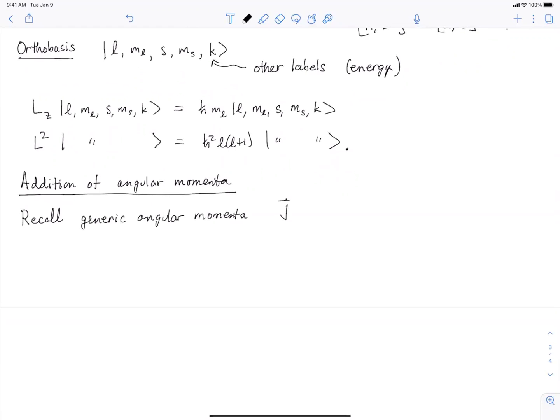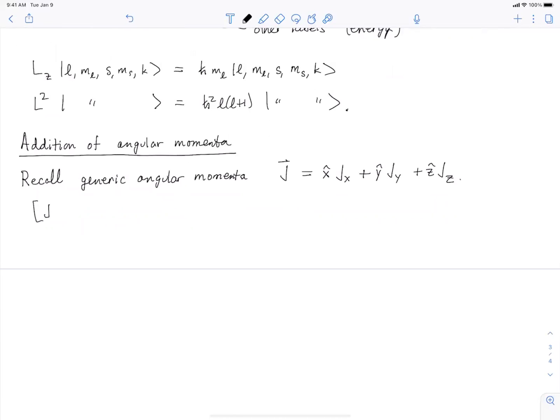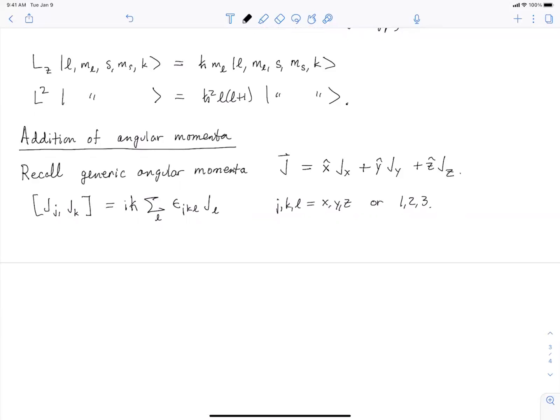Okay, and so I'm going to call it J, and it's just any three operators that are associated with X, Y, and Z that satisfy the following property. If I take the commutator of any two of them, J_j and J_k, that's supposed to be i ħ times a sum over l of the antisymmetric tensor symbol ε_jkl times J_l, right? So j, k, and l here are any of X, Y, and Z, or I can just call them 1, 2, and 3. Okay, so there are generic angular momenta. They're just operators that satisfy this property.